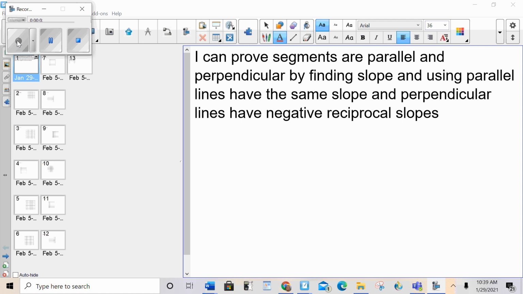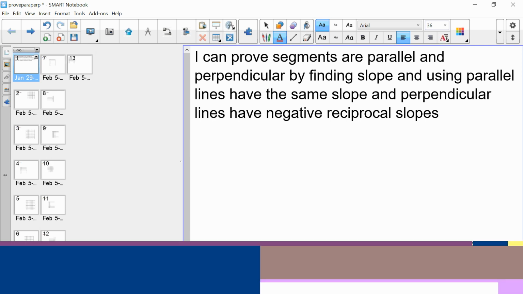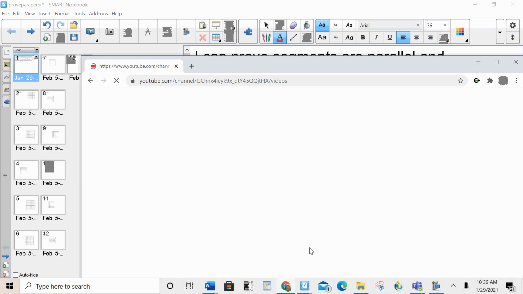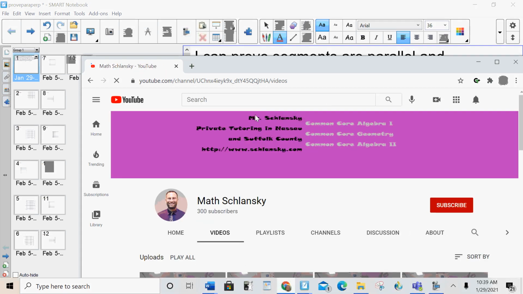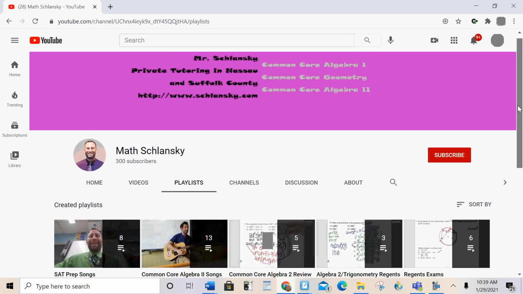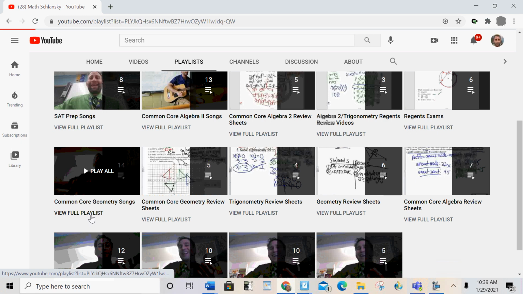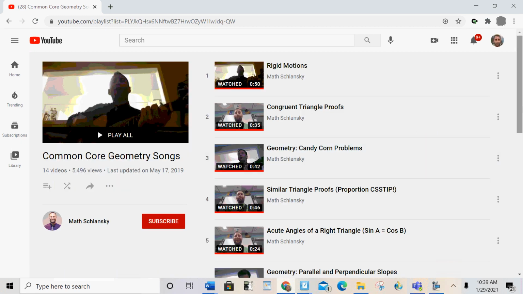Hello everybody. Today I can prove segments are parallel and perpendicular by finding slope and using parallel lines have the same slope and perpendicular lines have negative reciprocal slopes. So let's go back to some of our songs because there's a couple of songs that are going to apply for this lesson. One is half shared with the last lesson with the distance formula, because for this particular lesson you need the slope formula. So let's start with the slope formula, which is half of this song, if I can find it.